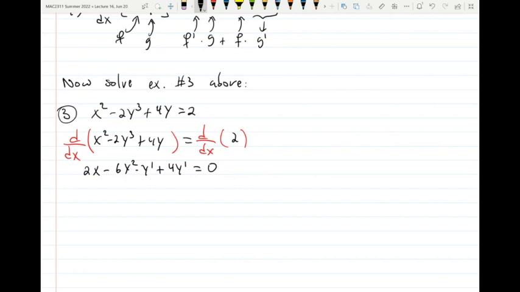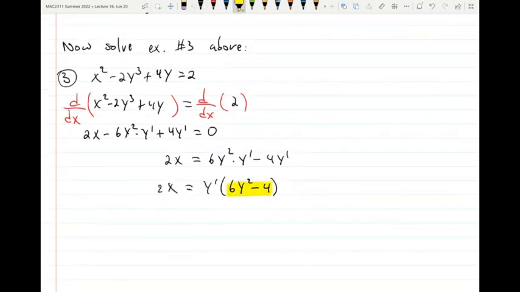Okay? So now here you can solve for y prime. So I'm just going to leave 2x over here. I'm going to bring this guy to the right-hand side just because I want to have positive things. And then factor out y prime. And then divide this expression. So we get that y prime equals 2x over 6y squared minus 4.